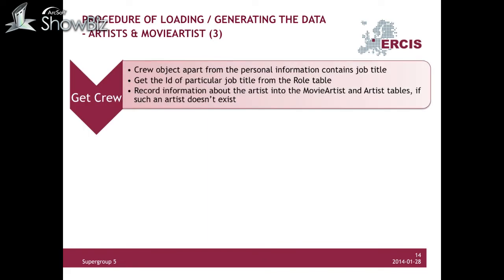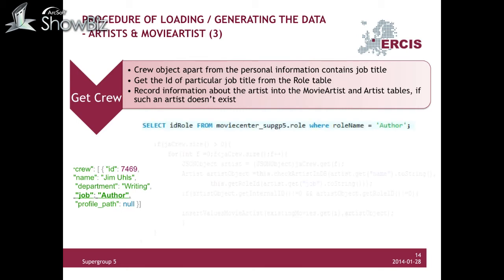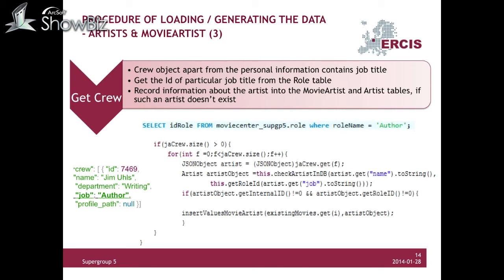In the crew array, apart from the personal information of the participant, there is also a job title. In order to record the information into movie artist, we get the ID of his job title from the role list and then record it into the database. While the entry is being made into the movie artist table, a check is carried out so that there aren't any entries where in one movie an actor has two or more identical roles. If the artist is new and was added into the database during the execution of our program, we calculate with which ID he was recorded in order to insert correct information into the movie artist table.